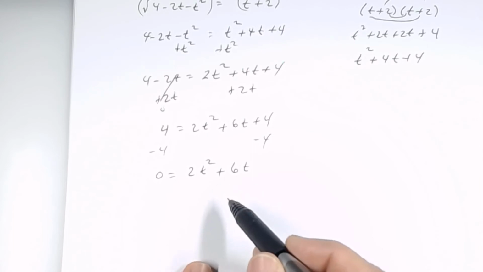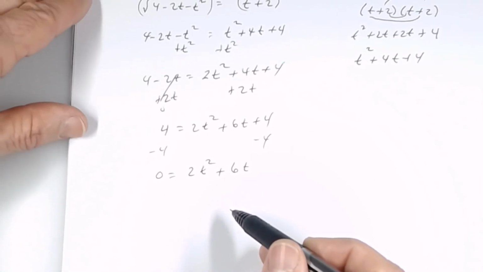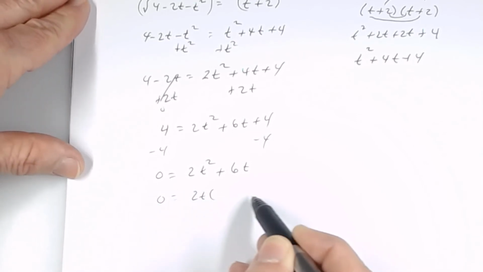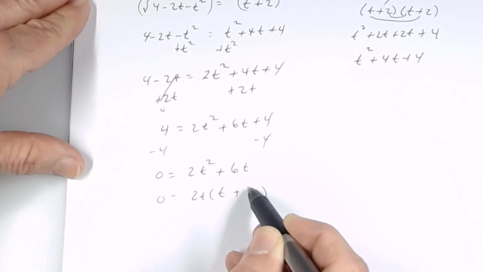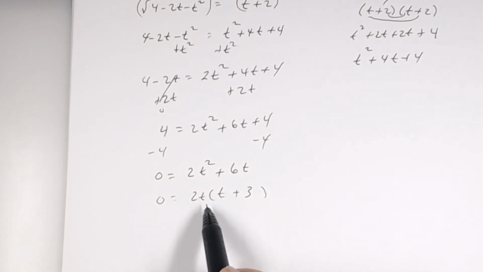So one of the things you learned last semester was the idea of a greatest common factor. So if you look at this, y'all agree that's 2t times, and then what do I get? T plus 3. And you can check, what's 2t times t? 2t squared. And what's 2t times 3? 6t. All right. And then again, I have this product that's equal to 0.